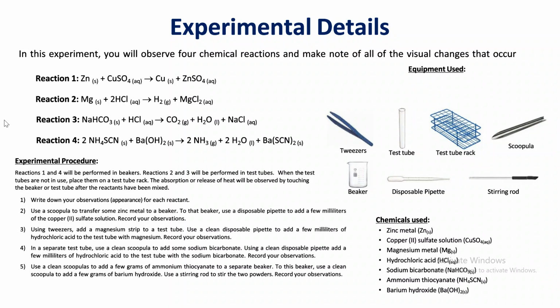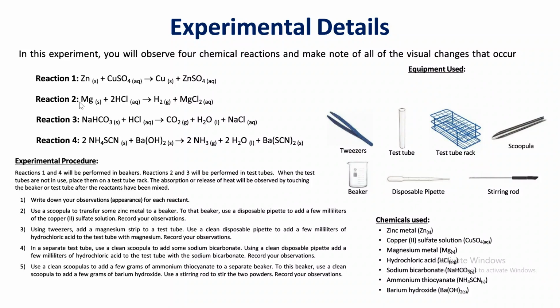We're going to use the spatula to transfer some zinc metal to a beaker right here, the reactant. We're going to start off with zinc, and then we're going to add, using a disposable pipette, a few milliliters of copper 2 sulfate, which is our second reactant, and we are going to observe what's going to happen. Now, if you look, we're predicting this to be a single replacement reaction. The zinc is going to kick out the copper.